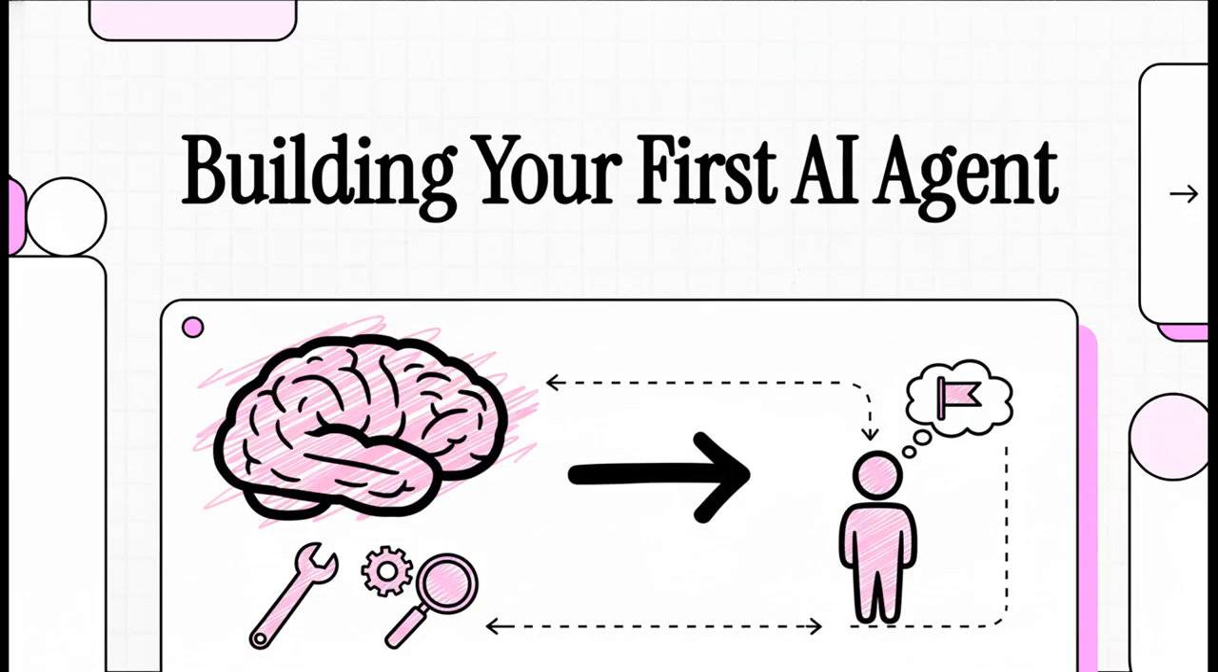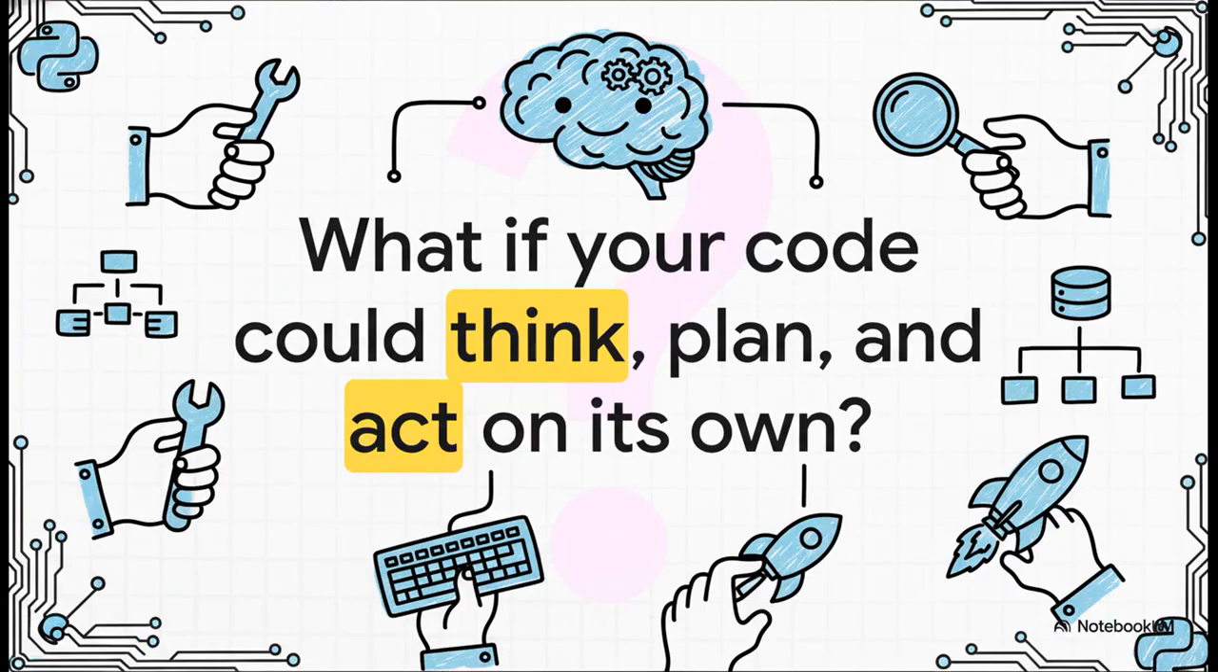Let's jump in. So let's just start with this question right here. I mean, think about it. We're used to writing code that follows our instructions to the letter, right? But what if that code could understand a goal, figure out all the steps to get there, and then just do it without you having to micromanage every little thing? Well, that's the incredible power of AI agents, and that's exactly what we're putting together today.